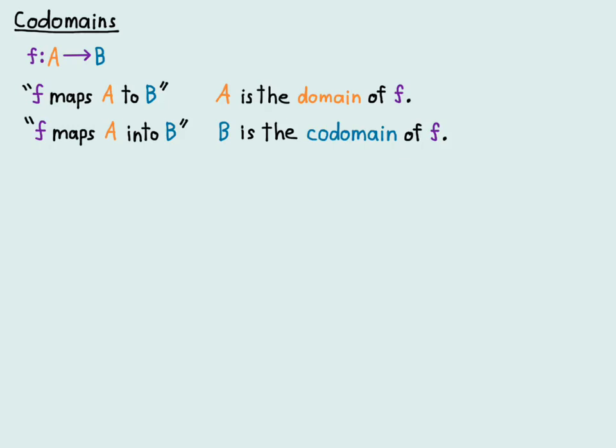Sometimes the range equals B. The range is all of B. In other words, you hit all of B. And then the codomain and the range are the same. But more often, the range is smaller. It's contained in, well, it's smaller than the codomain usually.